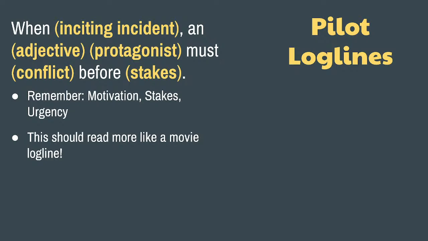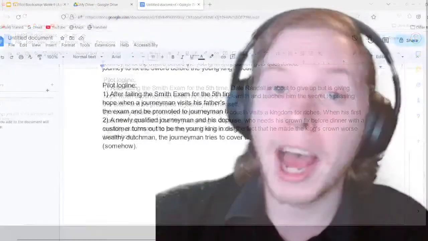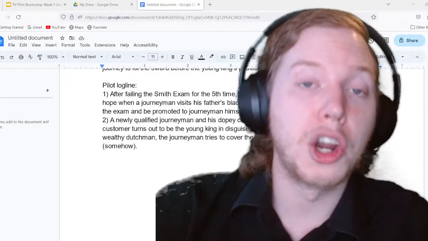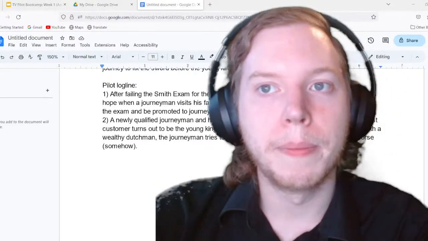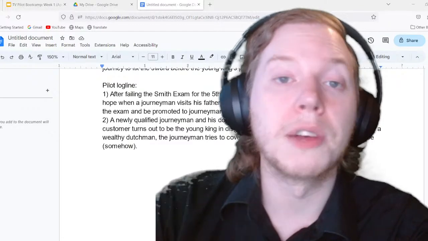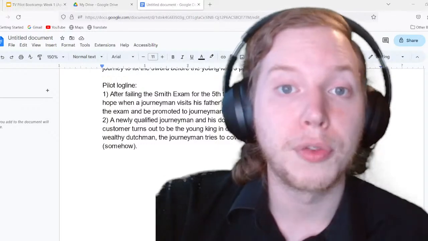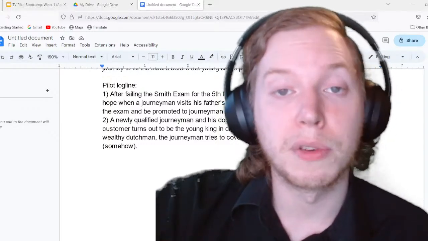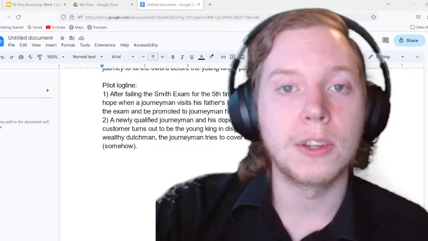From what I see here, they must cover the fact that he made the king's crown worse. So maybe it's something like they have a limited amount of time in order to fix the crown or to get a new one to replace the old one, or something like that. When we say must conflict or else stakes, or before ticking clock, that's that kind of extra device, like they only have 3 days to do this, or they only have until the king returns to do this, or whatever is limiting them and adding urgency to the situation.